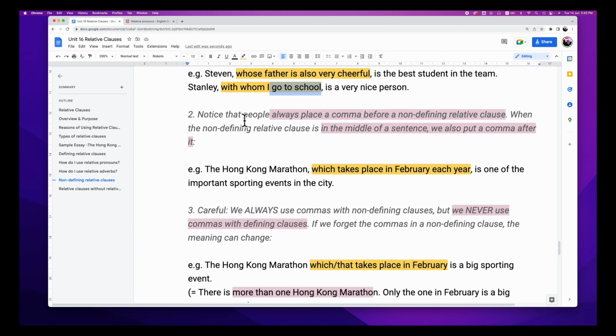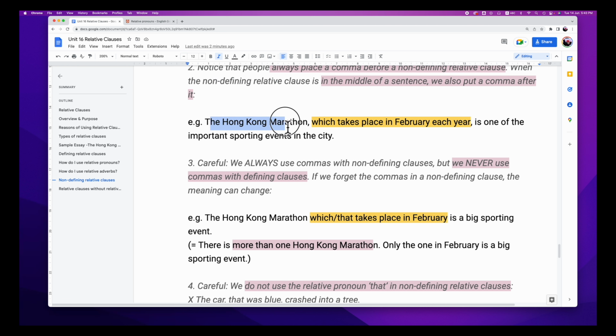Let's take a look at this example. People always place a comma before a non-defining relative clause. When the non-defining relative clause is in the middle of a sentence, we also put a comma after it. Example: The Hong Kong Marathon, which takes place in February each year, and you can see, before the relative clause we have a comma. After it, we also have another. It's one of the important sporting events in the city.